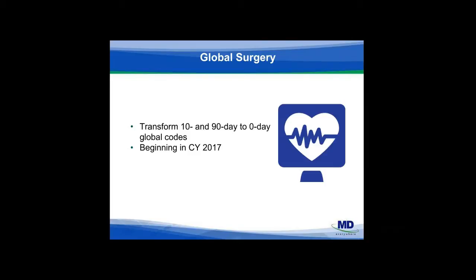So 0-day, 10-day, and 90-day surgical global packages have always been a part of the physician fee schedule. 0 global codes include the surgical procedure and the preoperative and postoperative physician services on the day of the procedure, including visits related to the service. 10 days include those services, visits related to the procedure during the 10 days following the procedure, and those 90-day global codes include the same services as the 0 global codes, plus the preoperative services furnished 1 day prior to the procedure and then a 90-day duration period following the procedure.